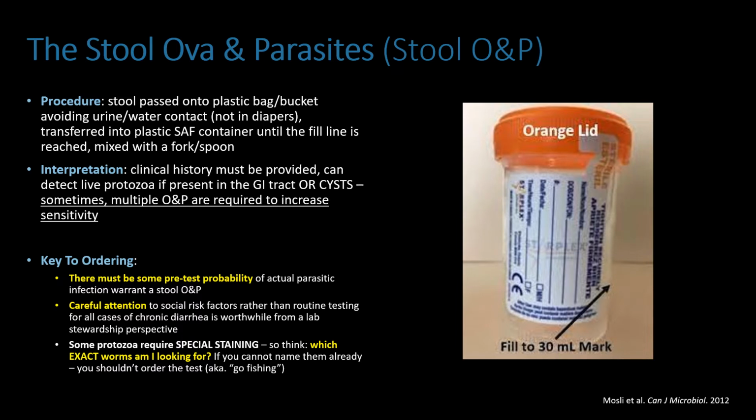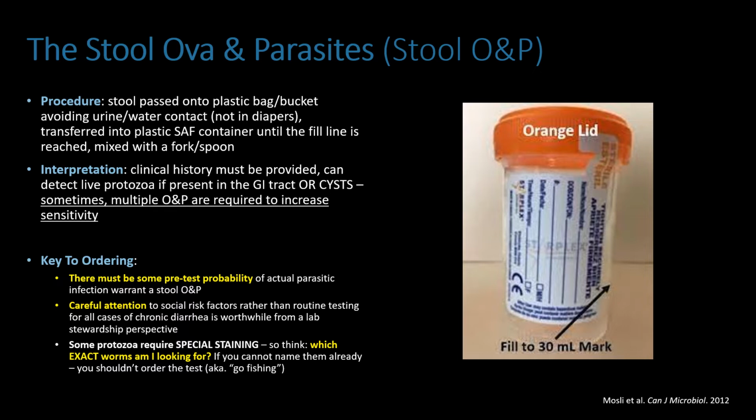The stool O&P is the most commonly used technique to look for helminths and GI protozoa, which involves the collection of a stool sample with smear and microscopy, observing for frank worms, ova, or cysts if visible. As you can imagine, the sensitivity is increased by multiple specimens, so if you have good reason to suspect a parasitic infection, multiple samples are justified.